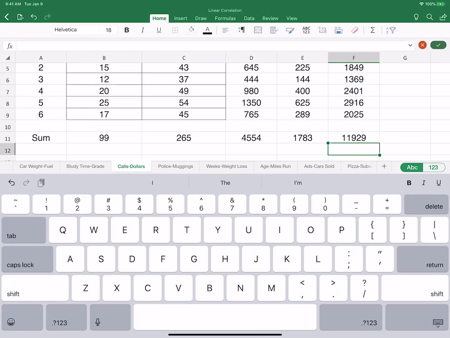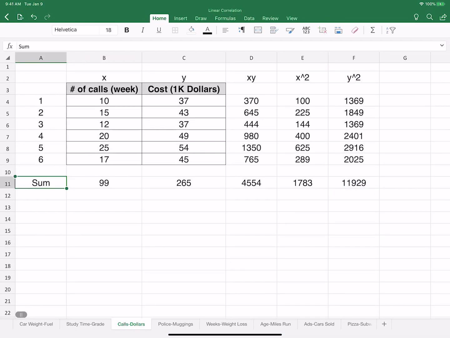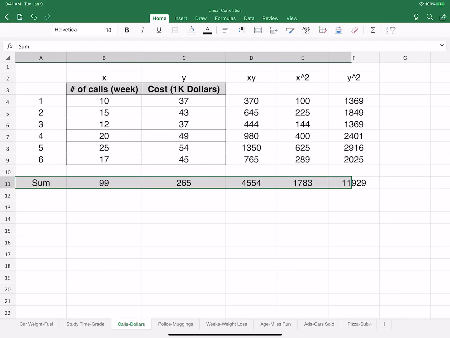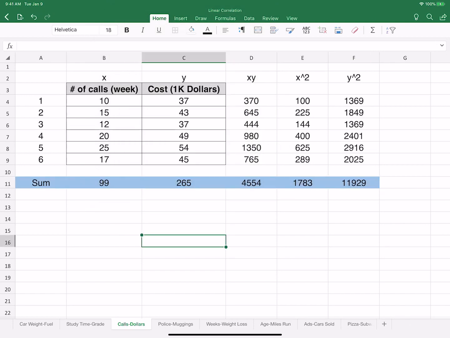Okay, let's double check here. So these are the sums that we actually need. These are the values that we want to consider. Let's highlight them. I want to make sure you guys write those values down, okay?